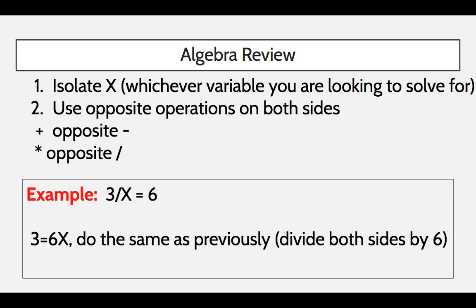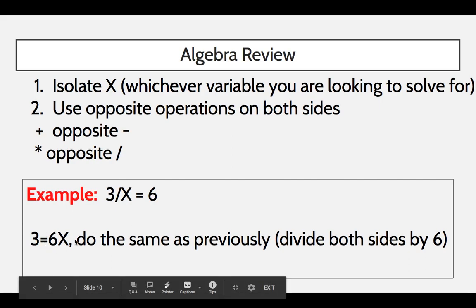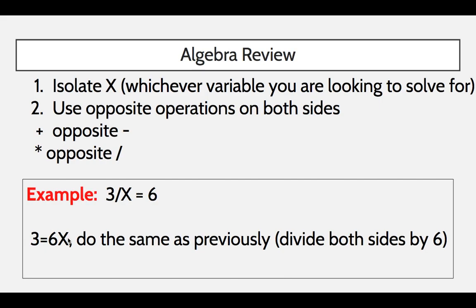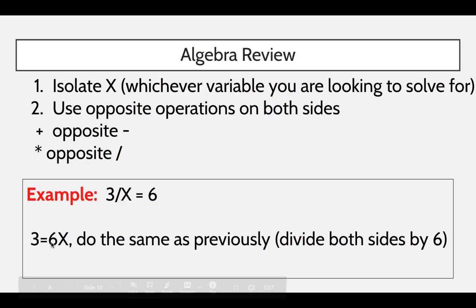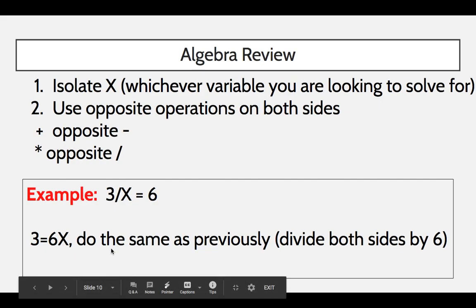Okay, so we are not done yet. Now we need to do the same thing that we did in a previous example. We need to look at x, and it doesn't matter if it's x on this side or that side, as long as x is isolated and alone. So what you're going to do is look at what is being done to x, which is being multiplied by 6. So you're going to divide both sides by 6.